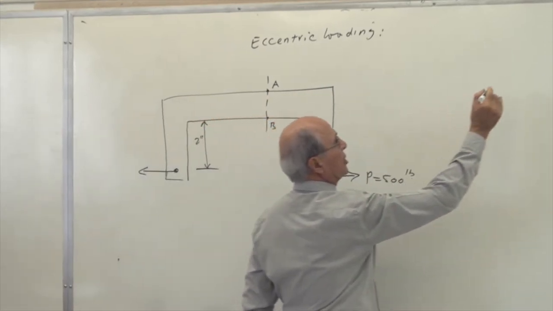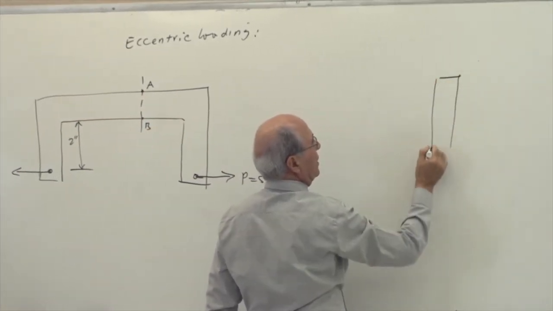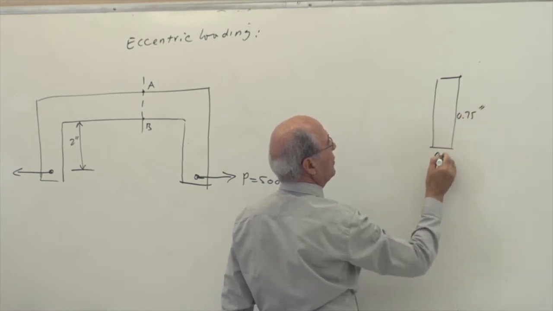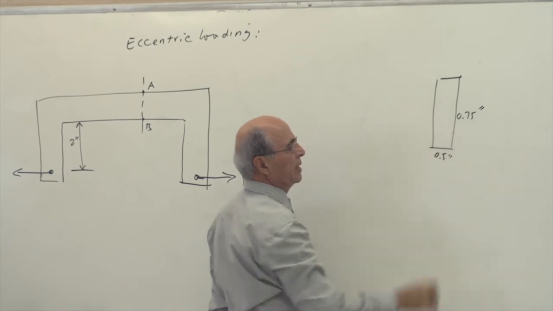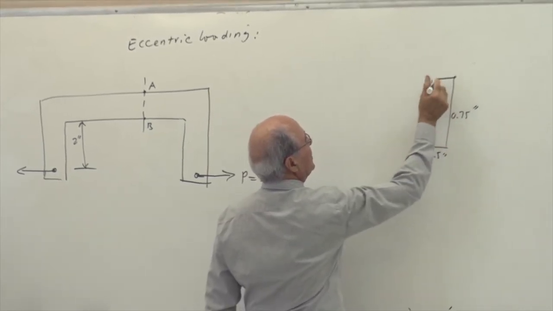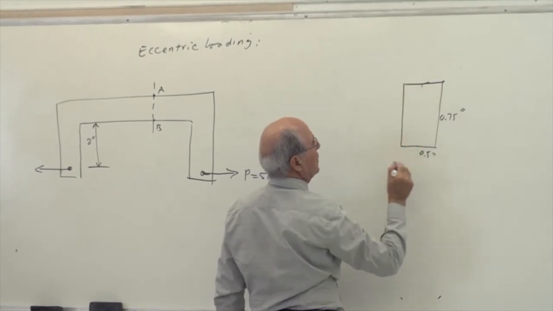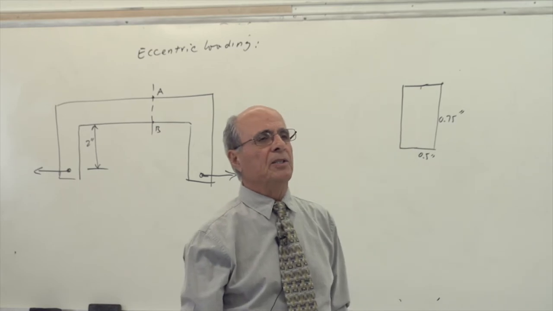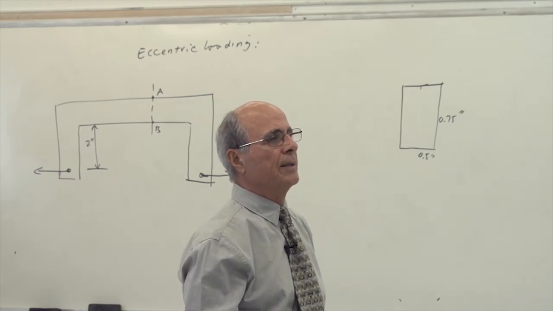So in other words, the cross section is about 3/4 inch by 1/2 inch, maybe a little bit wider than that. It should be wider if that's the case. 3/4 inch by 1/2 inch. Is that correct or not? Yes? How do we do that?